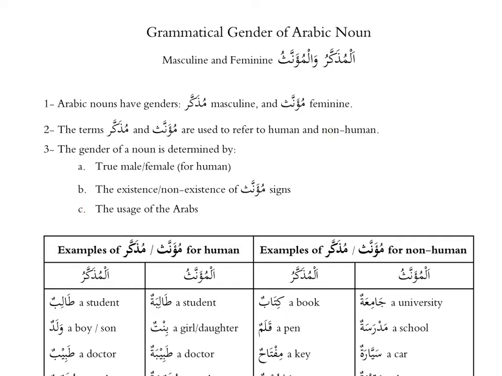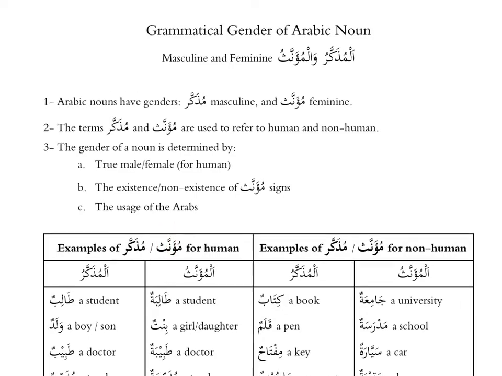Number 2, sometimes you can also use this to refer to an object, to non-human. So how do you know whether it is muzakkar or mu'annath? By looking at the existence or the non-existence of mu'annath signs. Again, I repeat, by looking at whether there is a mu'annath sign or no mu'annath sign. And number 3 is by looking at the usage of the Arabs. In this case, we have to check in the dictionary, or we have to ask the Arabs, what is the gender of that word?